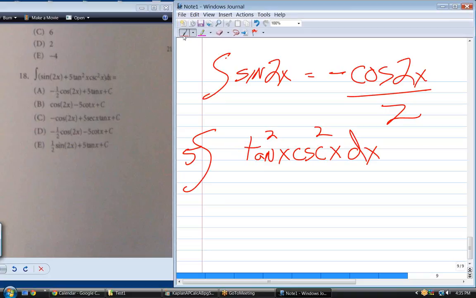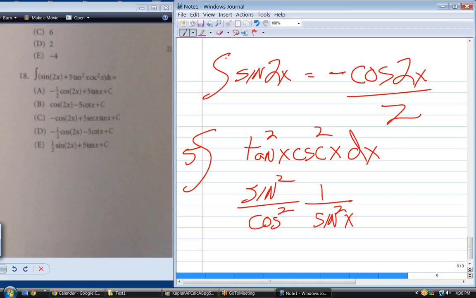Now, if only one of these things was the derivative of the other, I can just use the power rule. But it's not. So we need to use some trig identities. Usually when you have to use trig identities, convert everything to sine and cosine. So what does this all become? Sine squared over cosine squared times 1 over cosine squared dx. 1 over sine squared.